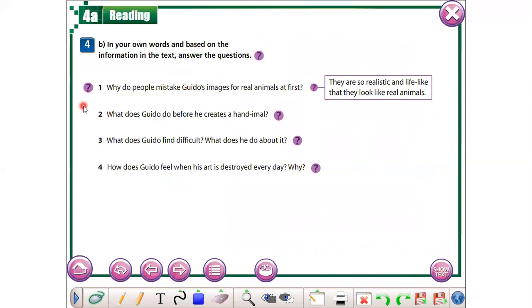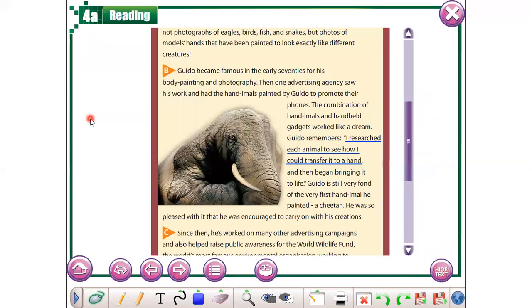Number 2, what does Guido do before he creates animals? He does a lot of research and works out how he can do it on a hand. And you're going to find this in paragraph B. I researched each animal to see how I could transfer it to a hand.